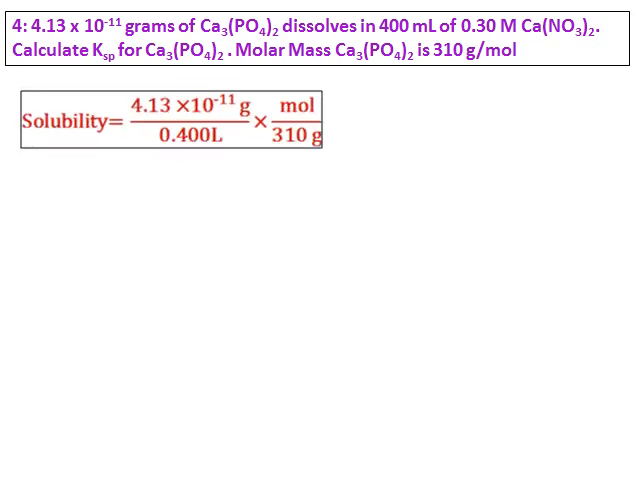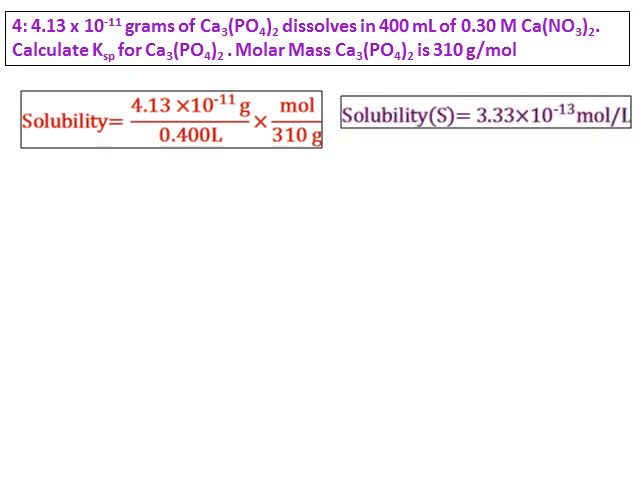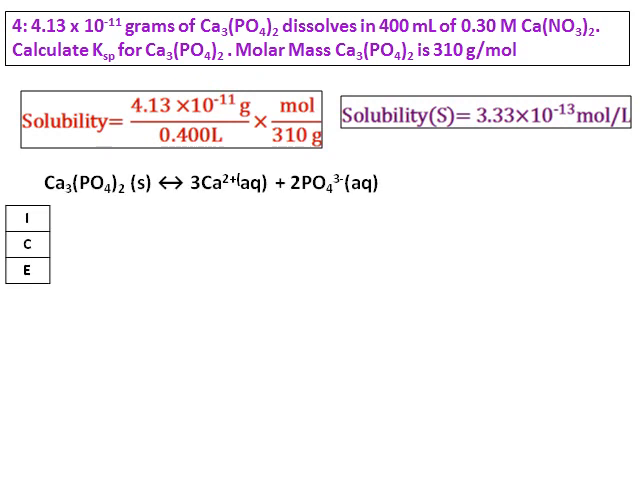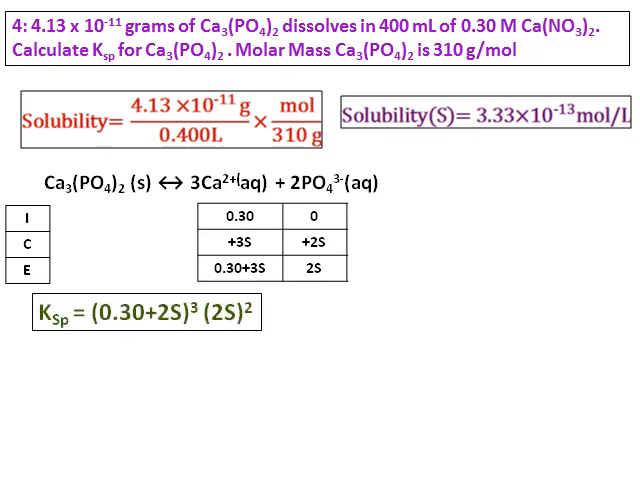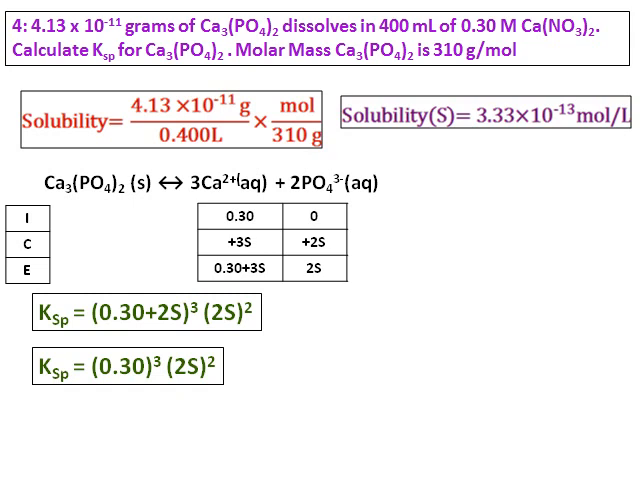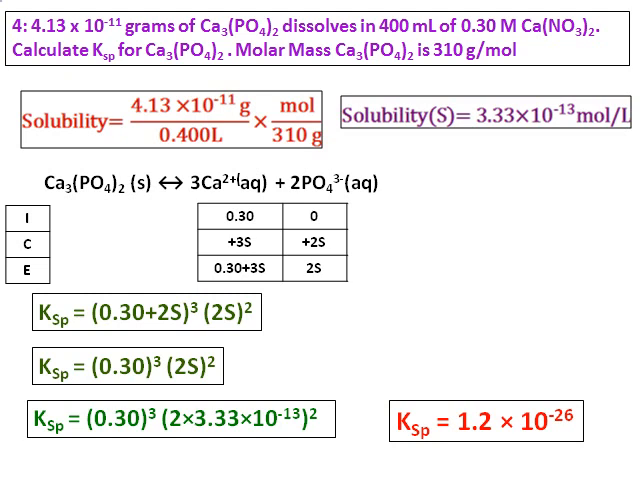The first step is to calculate the solubility in moles per liter using the molar mass. And once you get the solubility in moles per liter, set up the ICE table. And just remember to balance the equation, and when you are writing the KSP equation, raise the concentration of calcium ions to the power 3 and the concentration of phosphate to the power 2, and then get the value of the solubility product. So the only difference in this case and the previous cases, here the concentration of calcium ion is not 0, it starts with 0.30.